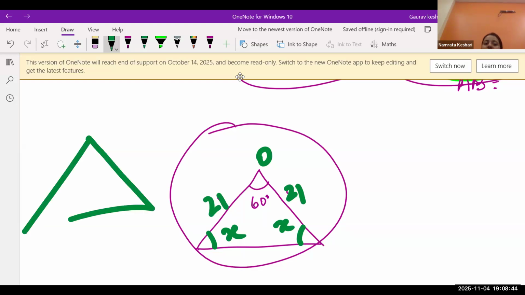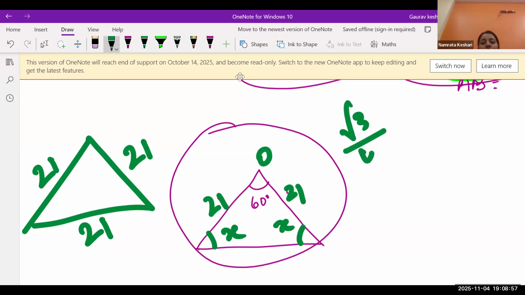This is nothing but just an equilateral triangle. So without even using this angle, we could have found the area. You can use the direct formula, root 3 by 4 side square. That is the direct formula for finding the area of an equilateral triangle, or maybe Heron's formula you could have used for finding the area. Clear?